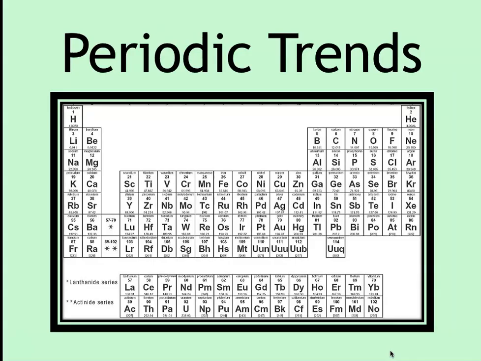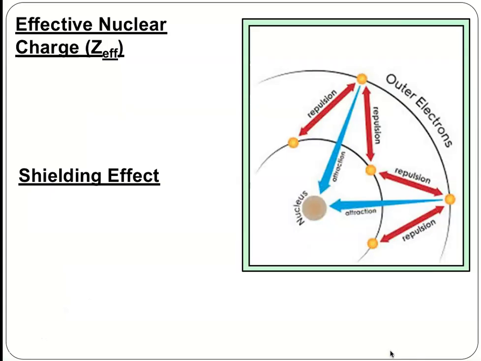So for our periodic trends, we have a few. In this first video, we're going to get into a couple of them, and then in the second one, we will finish off the other few. So first thing we need to look at are these two effects: the effective nuclear charge, otherwise known as Z effective or Zeff, and the shielding effect.